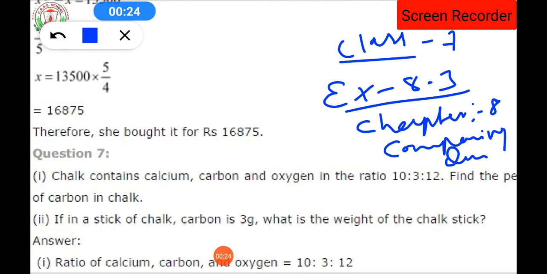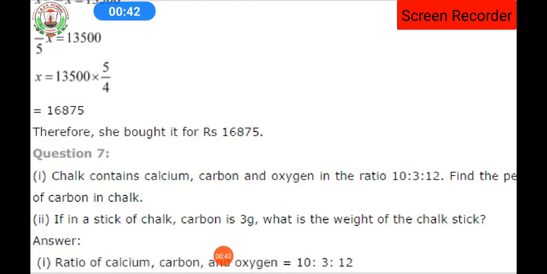So dear students, in the previous video we had already completed the explanation of exercise 8.1, 8.2 and 8.3, question number 1 to 6. So here we are going to see the explanation of question number 7 from exercise 8.3, chapter number 8, Comparing Quantities. So let's have the explanation of question number 7.